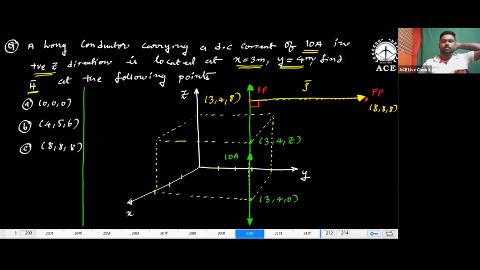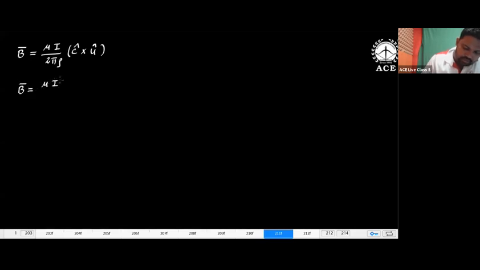Come back to this question. Now, let me turn the page here. What is the magnetic field due to an infinite line? B is equal to mu into I by 2 pi rho into current direction cross unit vector. So B is equal to mu naught into I divided by 2 pi rho into current direction Z cap cross unit vector rho cap.